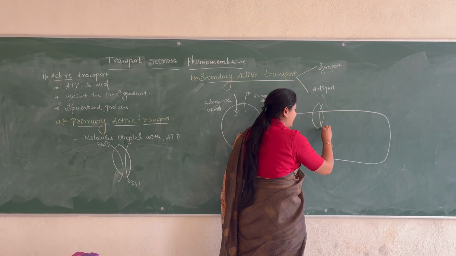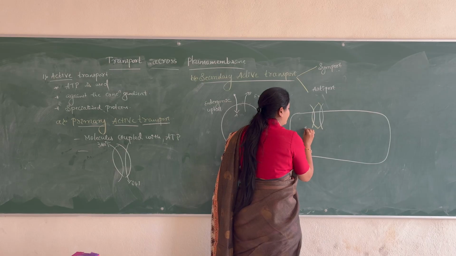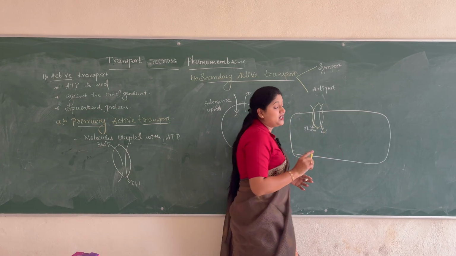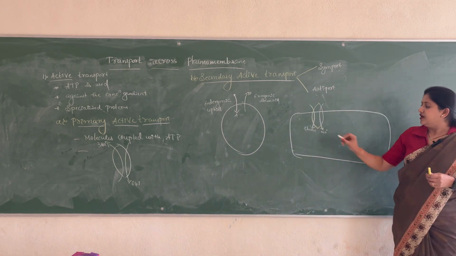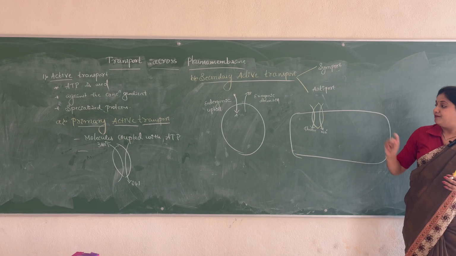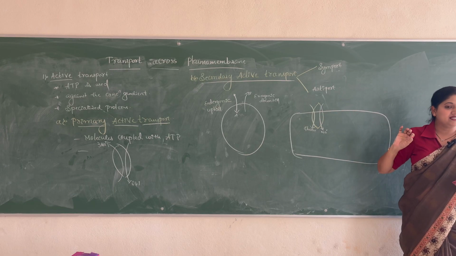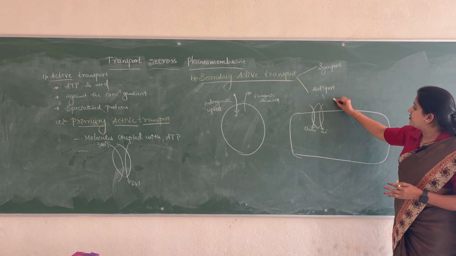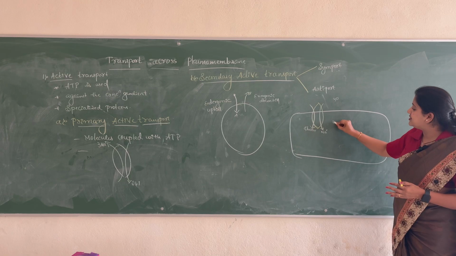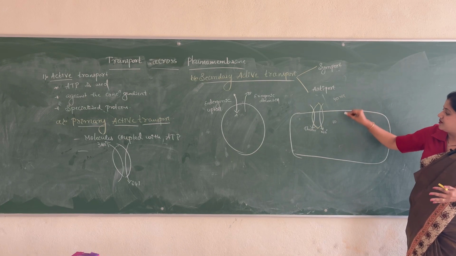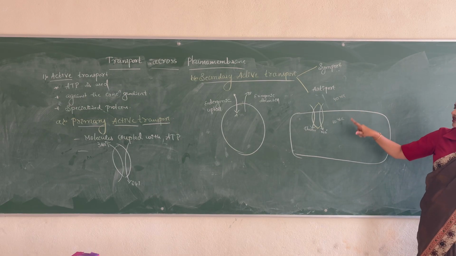One example we can take is glucose and sodium. In symport, the glucose has to enter inside, but the glucose alone cannot enter inside. Let us imagine there are 30 sodiums here and 70 sodiums there.